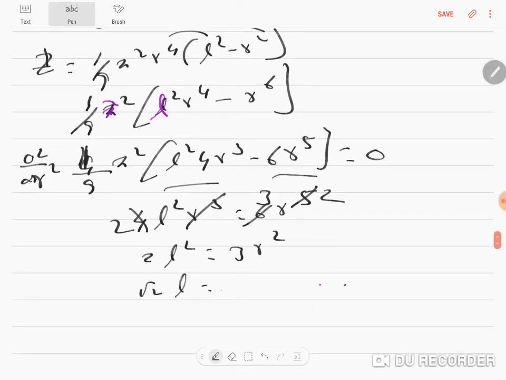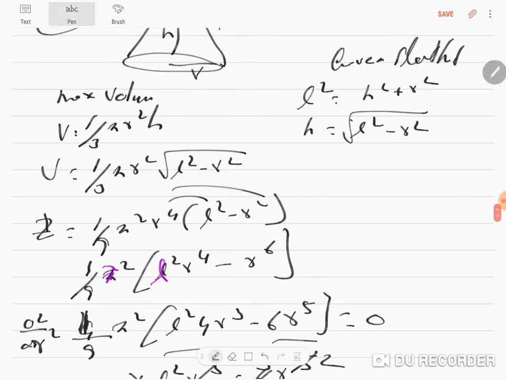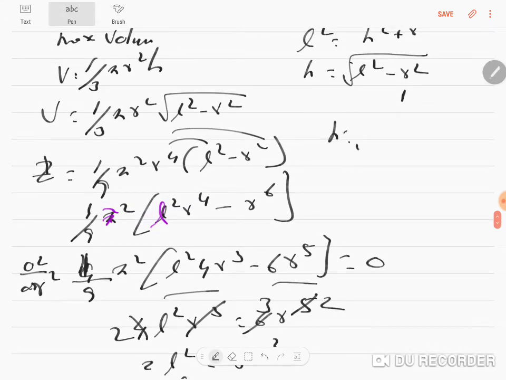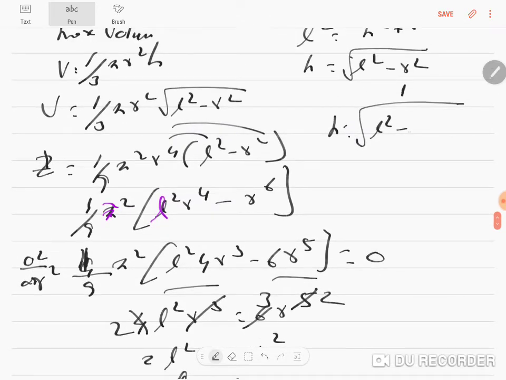So root 2 L is equal to root 3 r. So you can find out whatever you want. Suppose you want to substitute and find h, you need r in terms of the given L. So r is root 2 by root 3 into L. So substitute that here. You get h is equal to root of L square minus r square. What was r square? 2 L square by 3. So it will become root of 3 L square minus 2 L square by 3, which is root of L square by 3, which is L by root 3. Isn't it L by root 3?